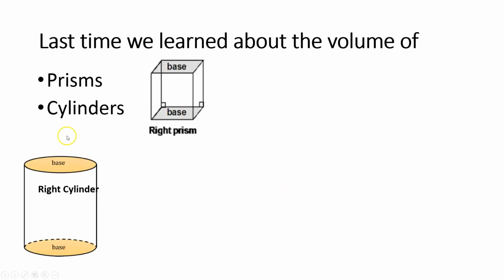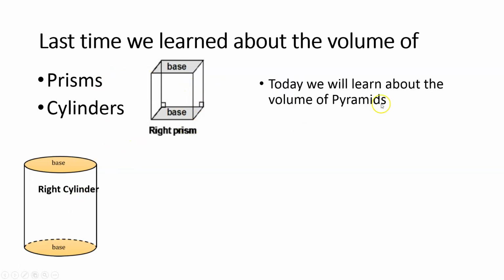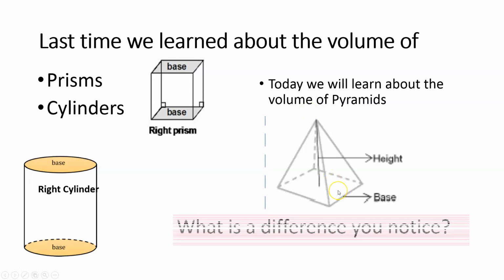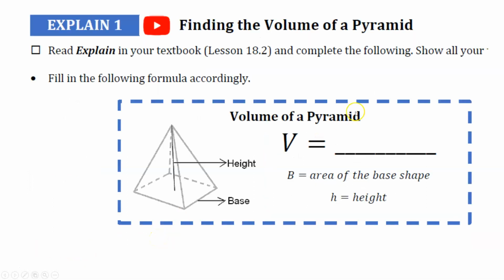So just so you remember, last time we learned about volume of prisms and cylinders, whereas today we'll be learning about the volume of pyramids. What do you notice as a difference? Well, with these ones, you'll notice that we have a top and a bottom, whereas this one we only have a bottom base, whereas these have two bases. So the volume of a pyramid would be 1/3 times area of the base times the height of the pyramid.